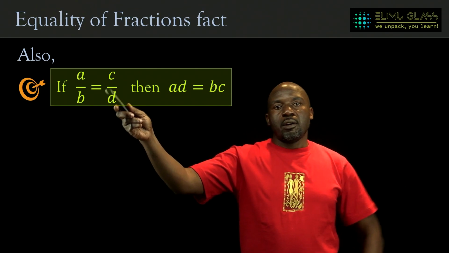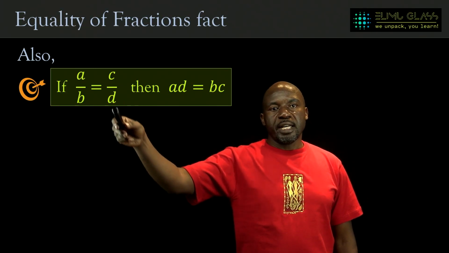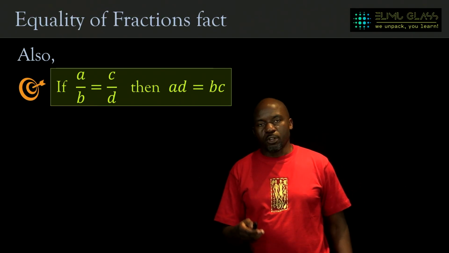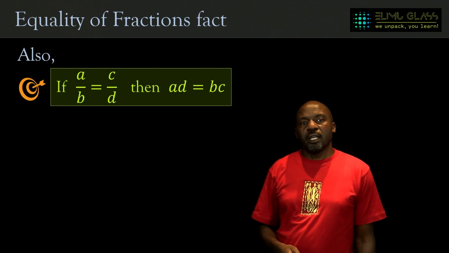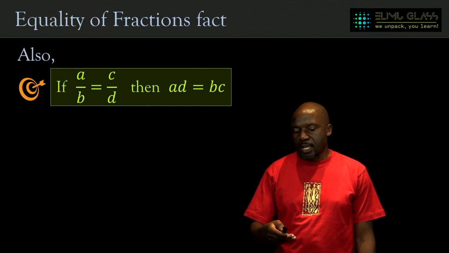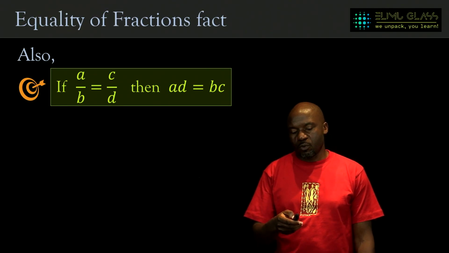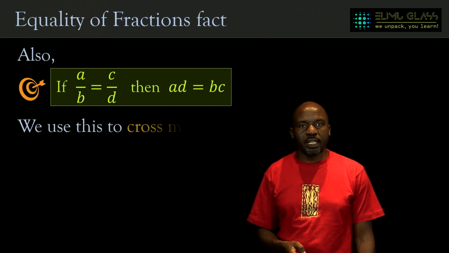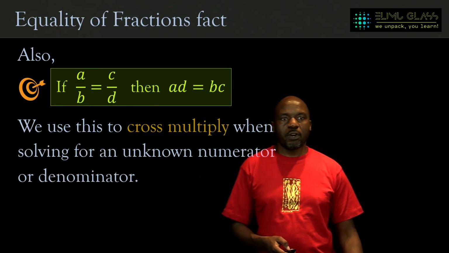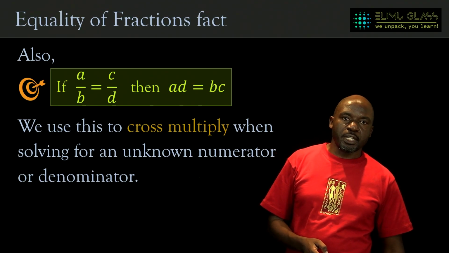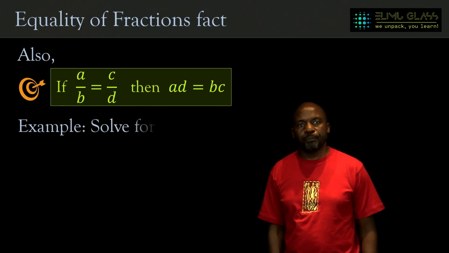And so if a over b equals c over d, then a multiplied by d must be equal to b multiplied by c. This is a very important tool when we are solving equations in which there is one or more unknowns. It's always helpful to do what we call cross multiplication. I think I have an example. So we use cross multiplication when solving for an unknown in the numerator or in the denominator of one of those fractions. Here is an example.